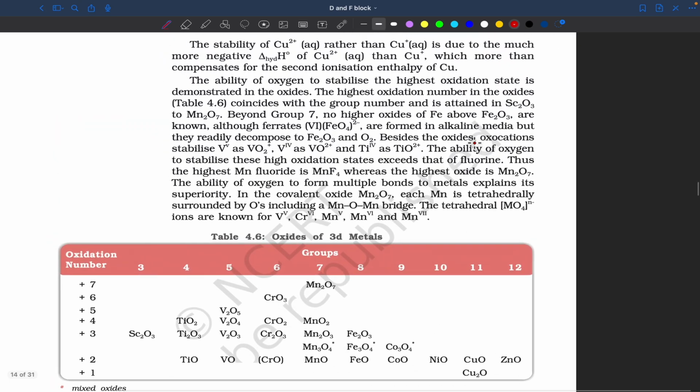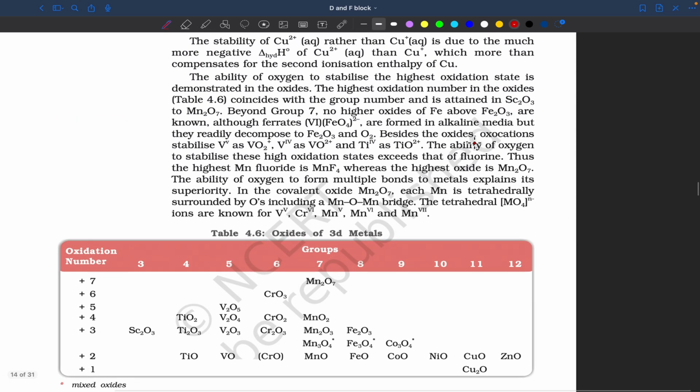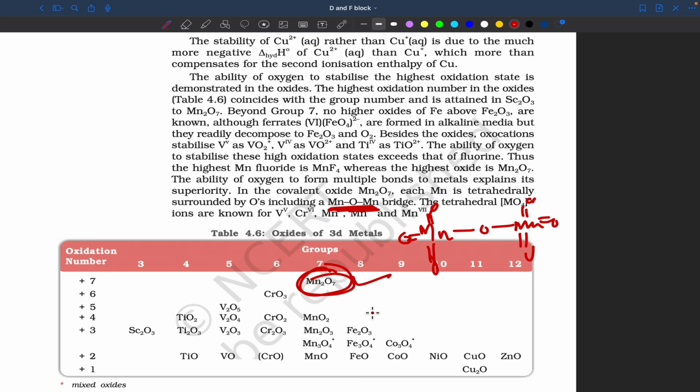Right, here we have oxides. In oxides, we know Mn2O7, which is a manganese oxide. What is its structure? Both manganeses are connected by one oxygen, and you have 6 oxygens connected to each manganese. This is the structure of Mn2O7. Another point to remember is that these oxides are acidic oxides.